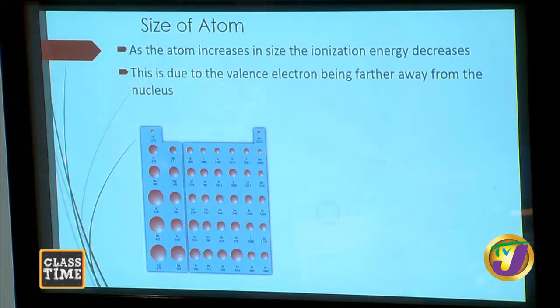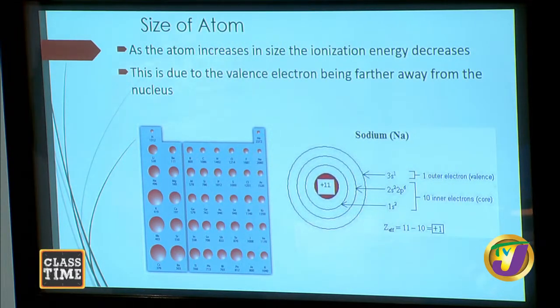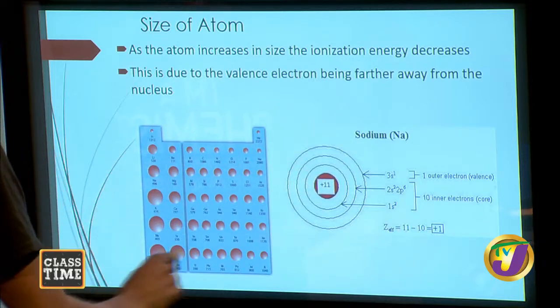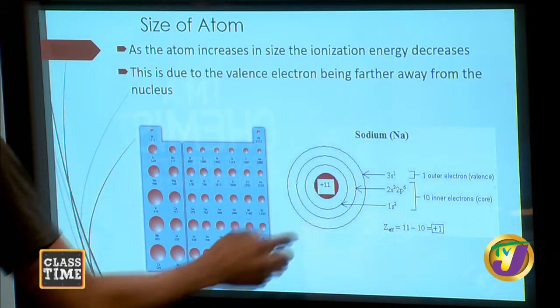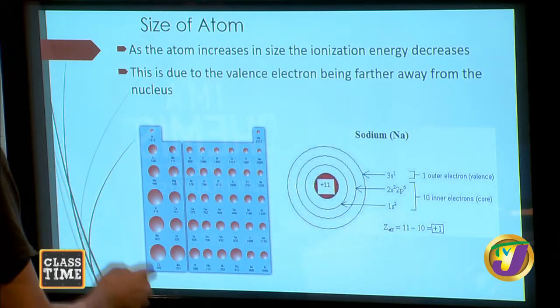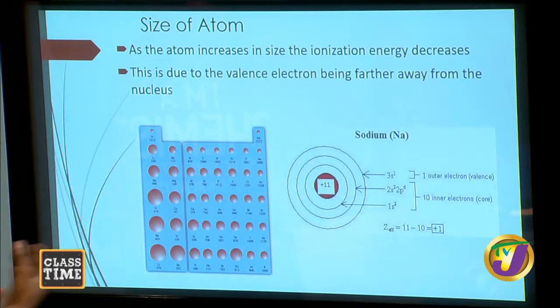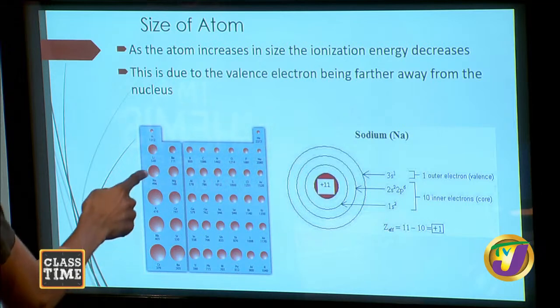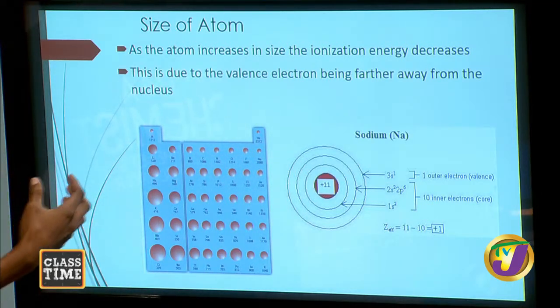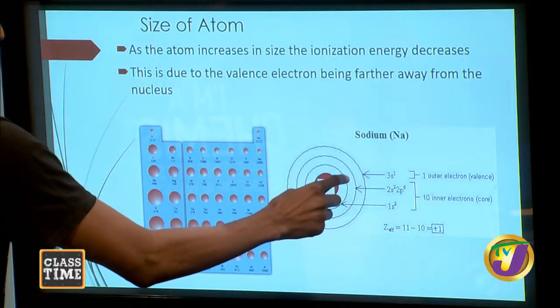So let's take a look at sodium. In sodium, let's compare it back to lithium. In sodium, the valence electron is a lot farther away from the nucleus than with lithium, because lithium is a smaller atom. Here's sodium, here's lithium. So it's pretty easy to lose this valence electron.